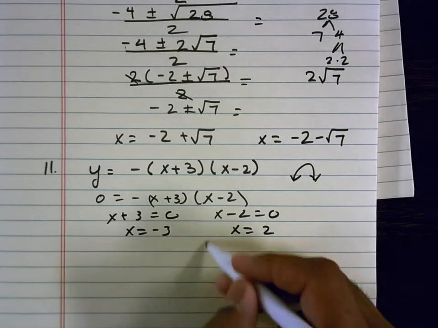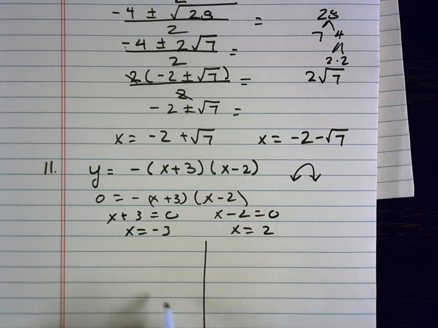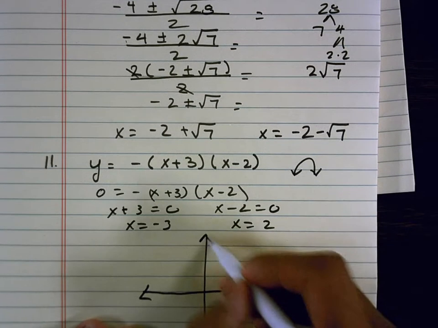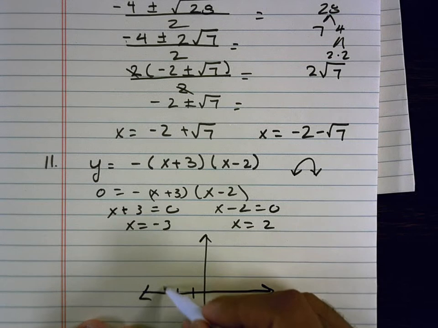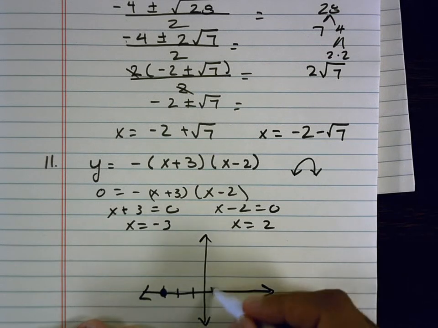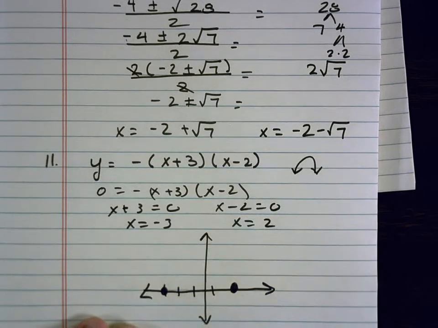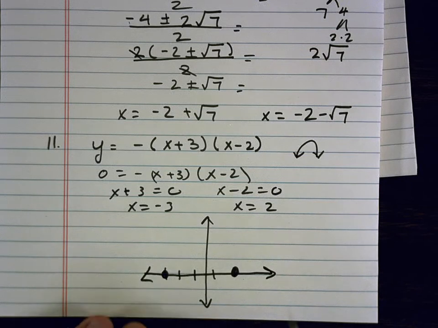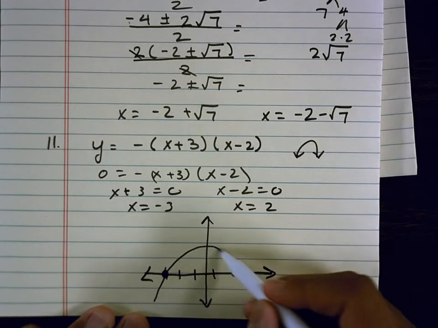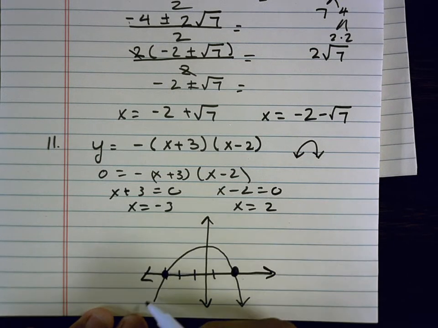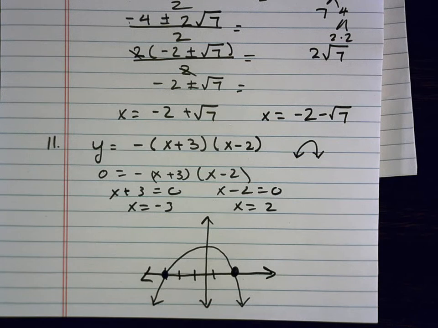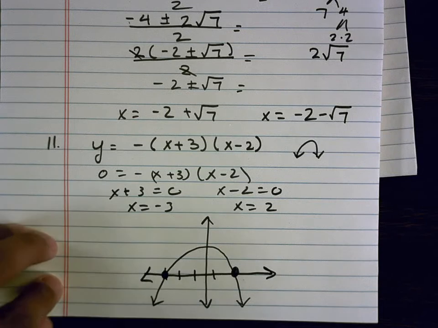So I know when I graph this thing, it opens down. So I'll go to 1, 2, negative 3 as a dot, positive 2, that's a dot. And then I draw the parabola opening down.